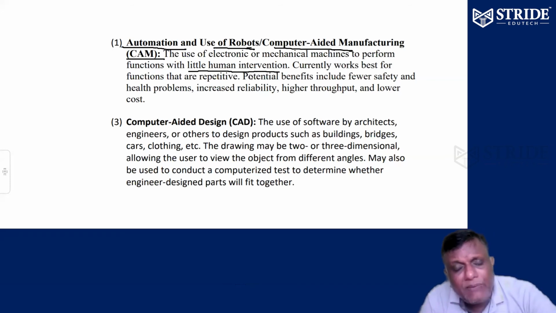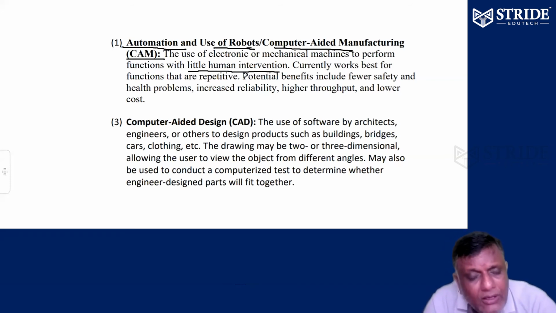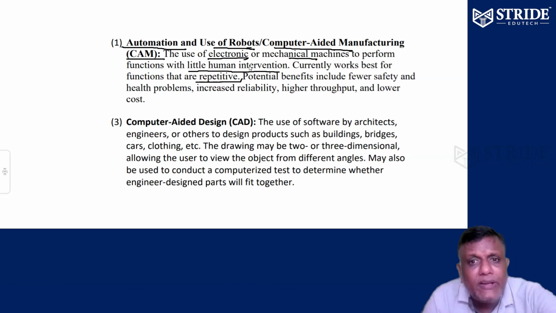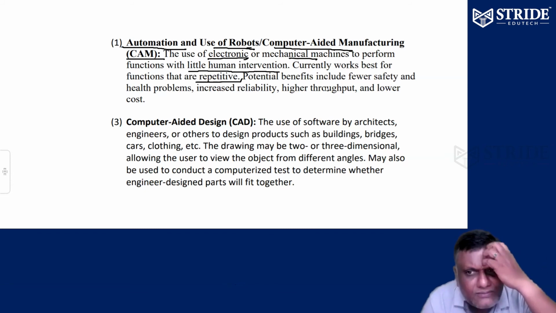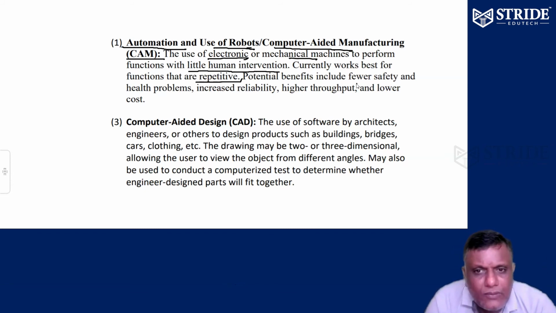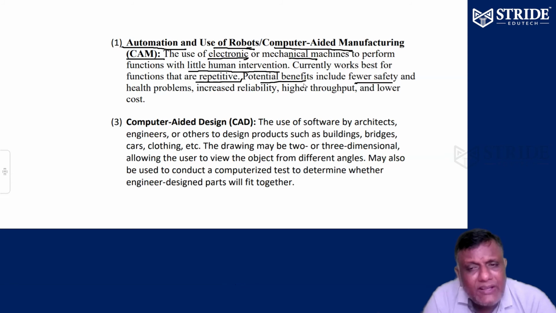Earlier 100 people were involved; now if only 2 people are required, 90 people are thrown out of the market. Mechanical machines will take care of everything. Repetitive tasks will be automated. Debit credit entry posting is automated. The potential benefits: safety is established once the machine takes care, no health problems, and reliability, because the machine will take care.